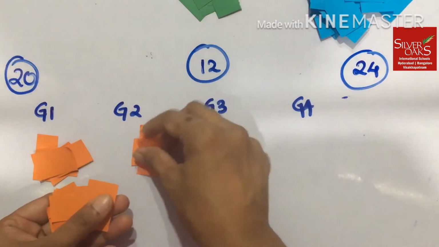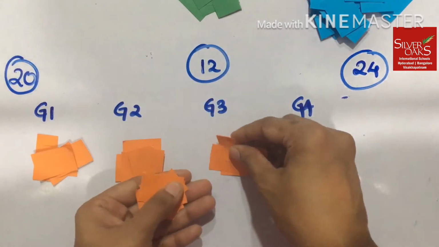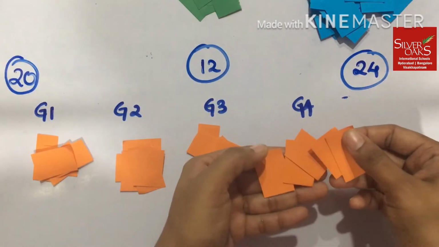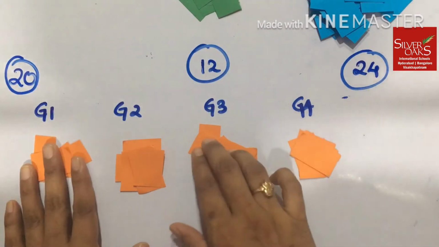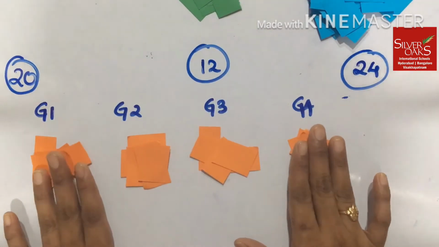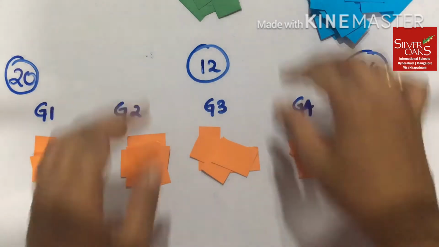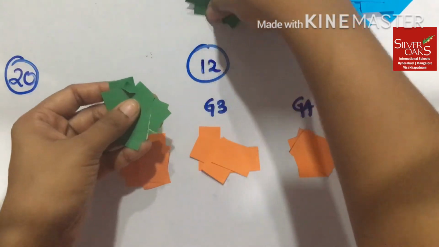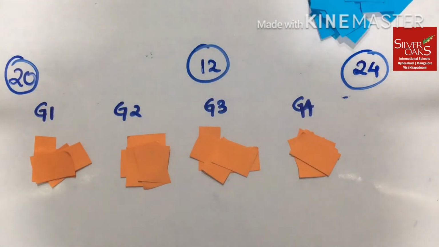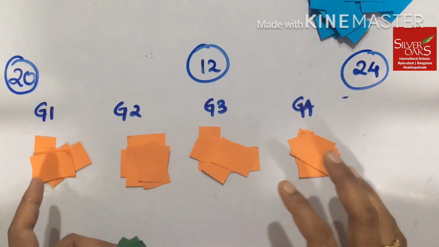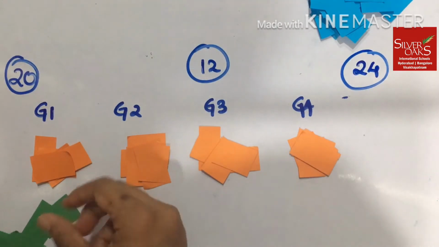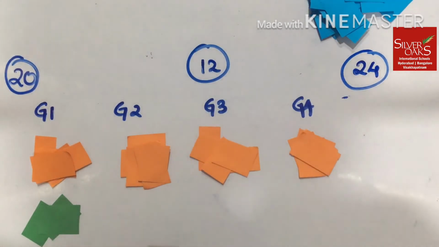5, 4, 5, and then 1, 2, 3, 4, 5, and then the last 5 I can give it to the last group. So I was able to distribute my orange equally without leaving anything behind. Now let me take up the green color, and we have 12. We know that 4 groups, we have to divide it into 4 groups. So 4 3s is 12. That means each group is going to get 3 green color papers.